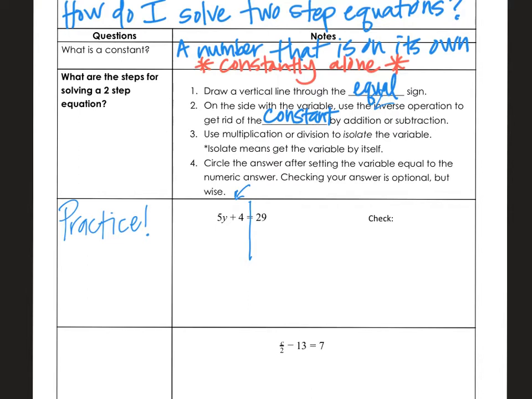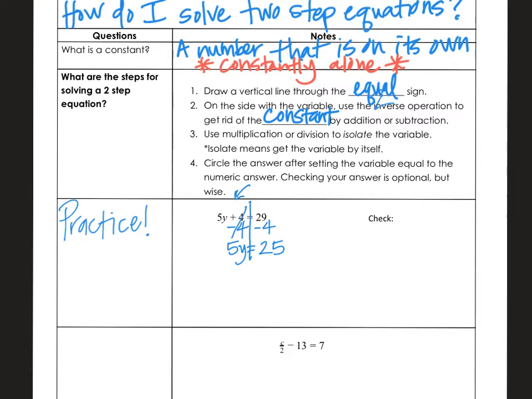So in order to get rid of a +4, I got to do the inverse, the opposite. So I need to subtract 4. Whatever I do to one side, I also have to do to the other side. So I'm also going to subtract 4 on the right-hand side of the equal sign as well. If I have $4 and I spend $4, now I have $0. So these cancel out on the left-hand side. Now I'm going to bring my 5y down. 29 minus 4 gives me 25.